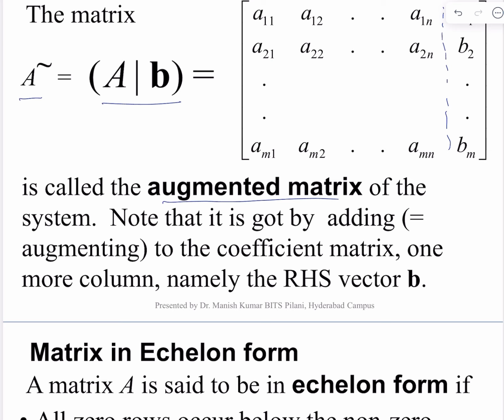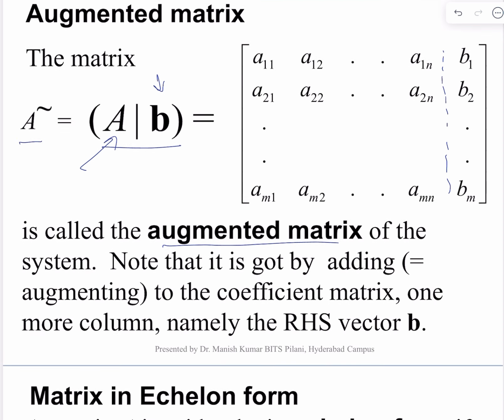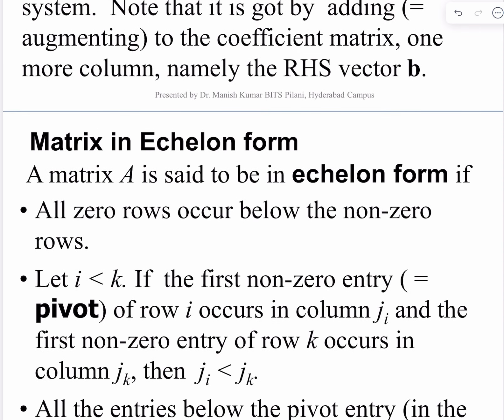And how to find the augmented matrix? A is the coefficient matrix, and in the next column I will plug in B as it is from the right-hand side to form the augmented matrix. Now, matrix in echelon form. A matrix is said to be in echelon form if all zero rows occur below the non-zero rows, right?